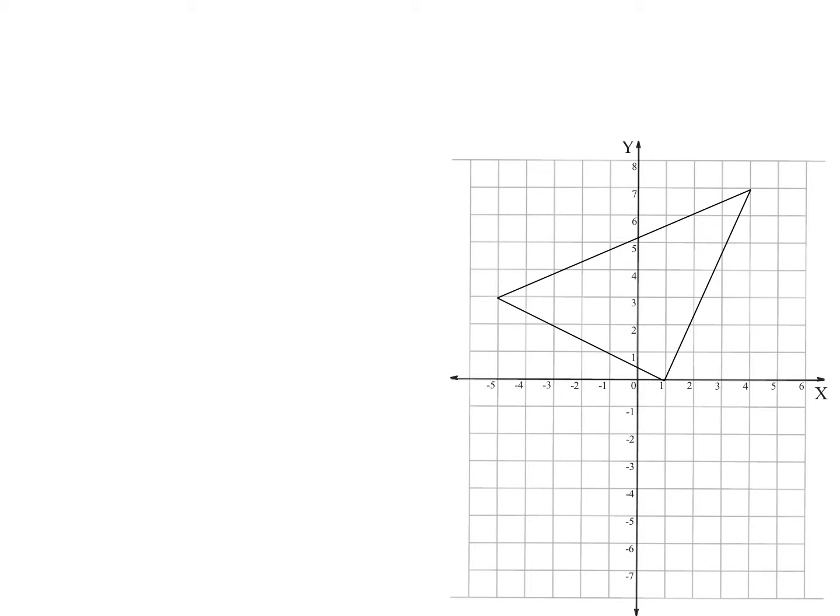So in this first example, we have this triangle and it's kind of catty corner. I don't know that it's a right triangle. I don't know that it's not. But I do know that I can use right triangles to find all the side lengths. So we're going to work on the perimeter first.